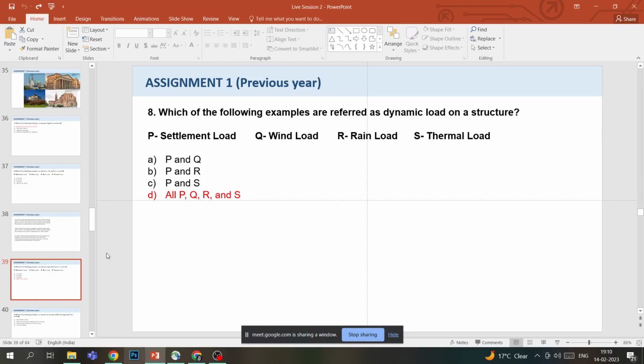Live loads includes furniture, users, machinery, equipments, and those things. So I have changed the question to dynamic load over here, just to make sense of the correct answer. So yeah, settlement load, wind load, rain load, thermal load, all of these are dynamic loads, and I think that would be the right question to do.